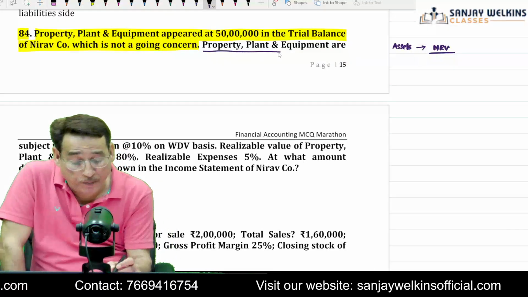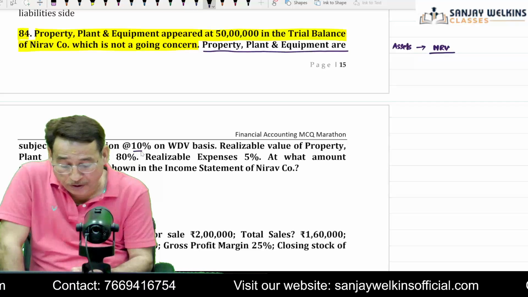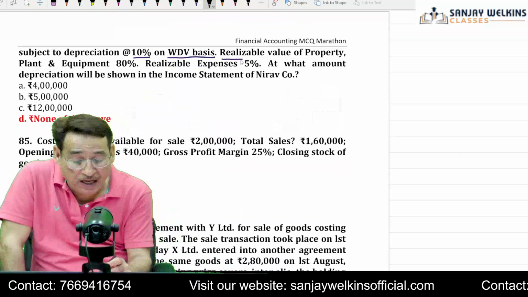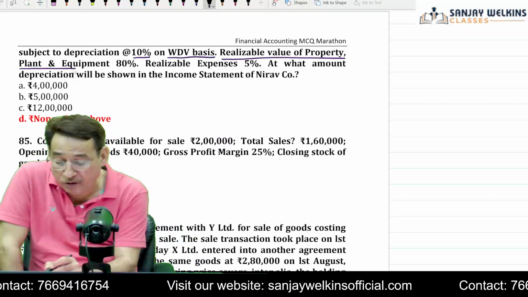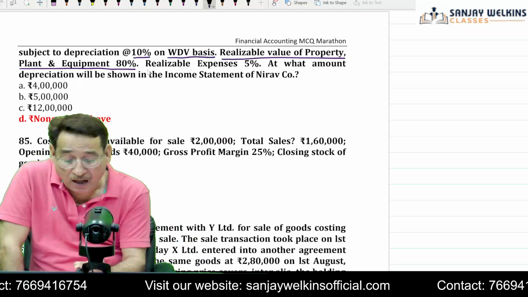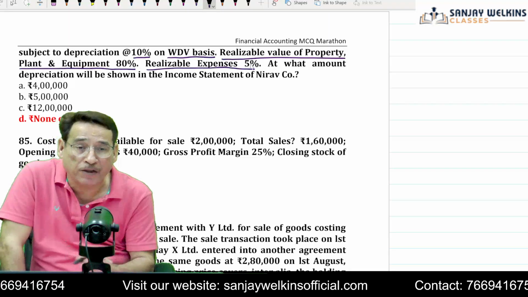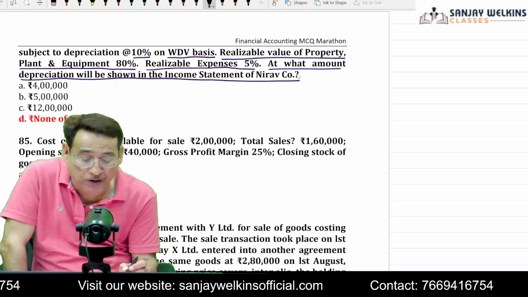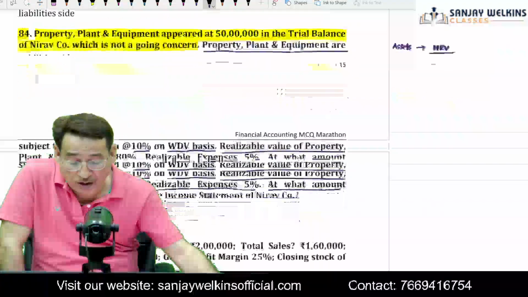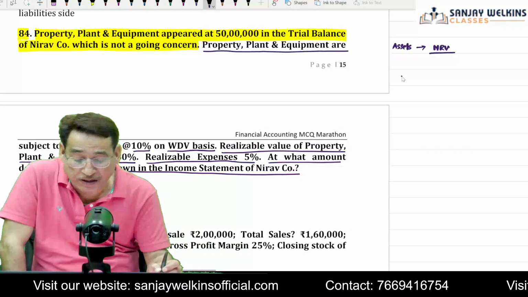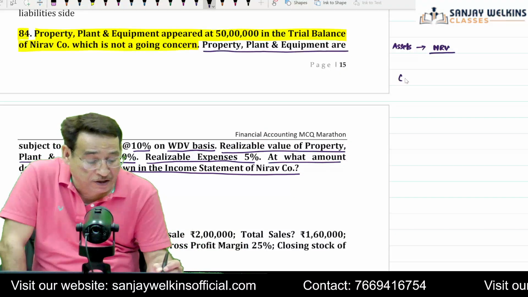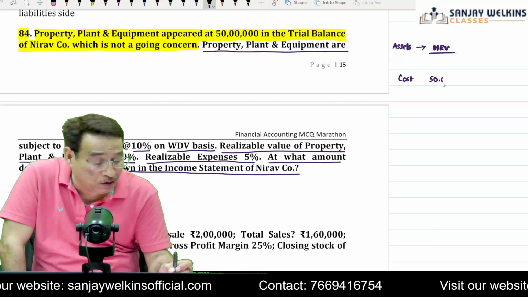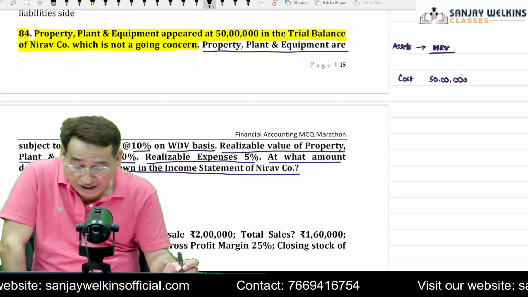Here it is given property, plant and equipment are subject to depreciation of 10% on written down value basis. Correct? Realizable value of property, plant and equipment is 80% and realizable expenses are 5%. At what amount depreciation will be shown in the income statement of Nirav company? Now you need to understand that property, plant and equipment presently is appearing at a cost of 50 lakh in the trial balance. This is the cost, 50 lakh.